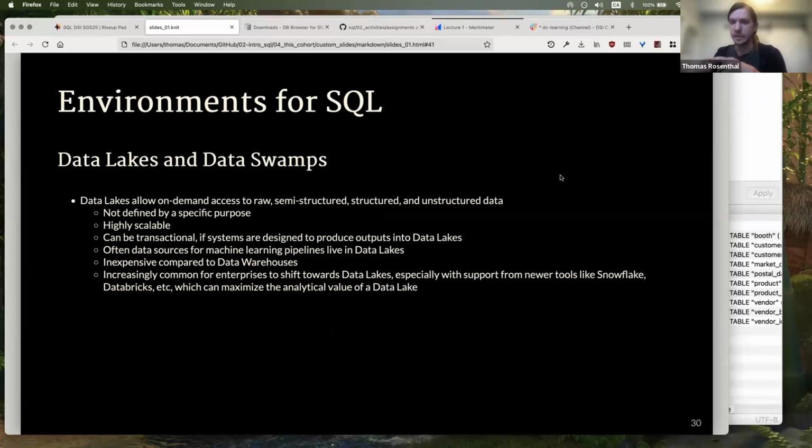Semi-structured is like your XML things, JSON file formats. So where there's some structure, but it's not defined as tightly as a table is. Data lakes aren't usually defined by a specific purpose. Usually they're just a space to store things. So they're super scalable. Sometimes they're transactional. It depends on the systems that are interacting with it. So if there are systems that sit on top of the data lake, if they're producing directly onto the data lake, they can be producing those transactions.